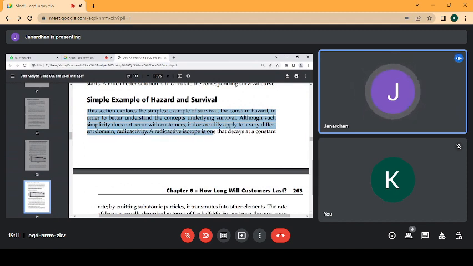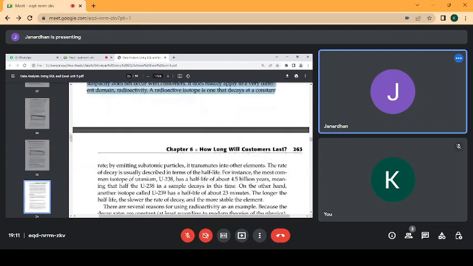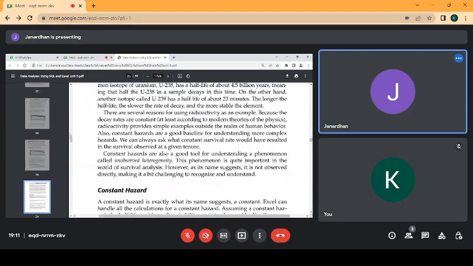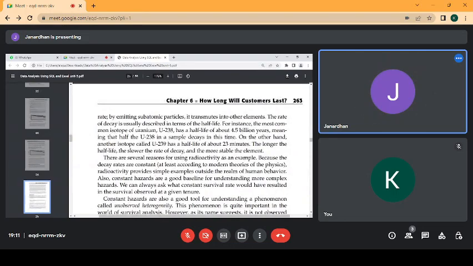A radioactive isotope is one that decays at a constant rate. By emitting subatomic particles, it transmutes into other elements. The rate of decay is usually described in terms of the half-life.